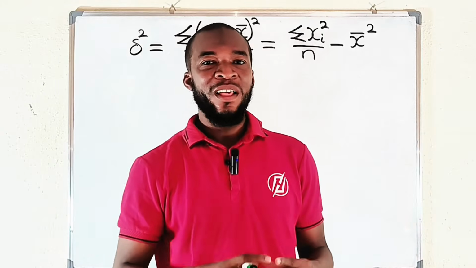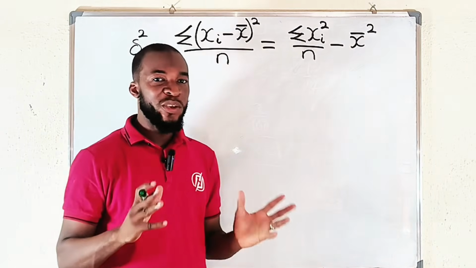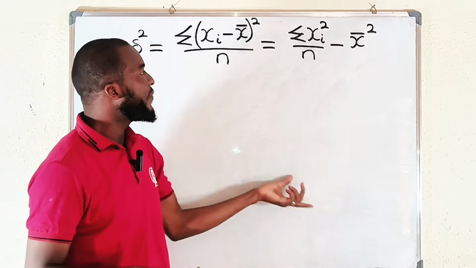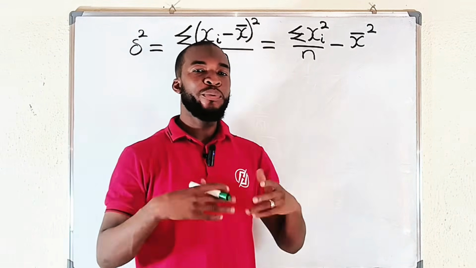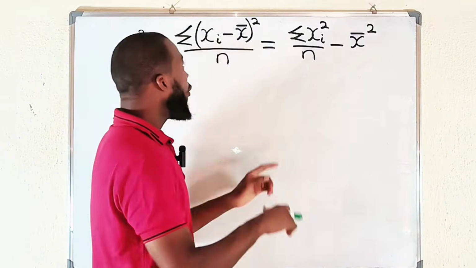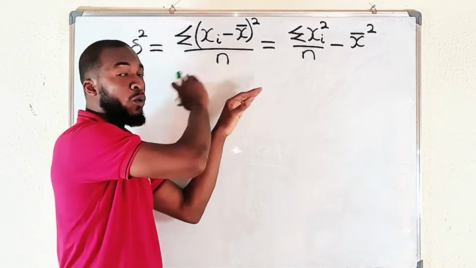Hello everyone. In this tutorial, I would like to prove that these two formulas are equivalent. This is the simplified version of this one. And these two formulas are used to compute for the variance. For ungrouped data, you can see we don't have frequency. So this is for ungrouped data.